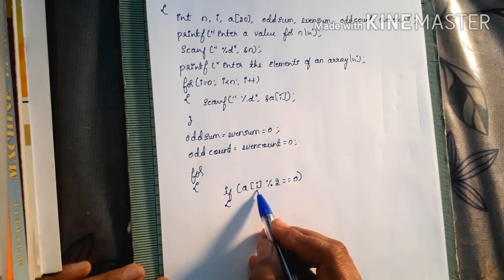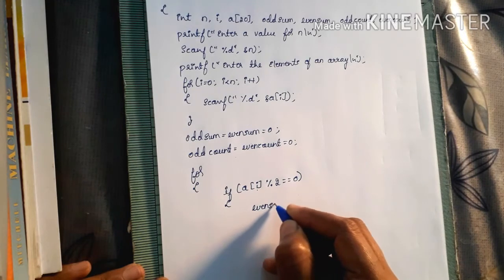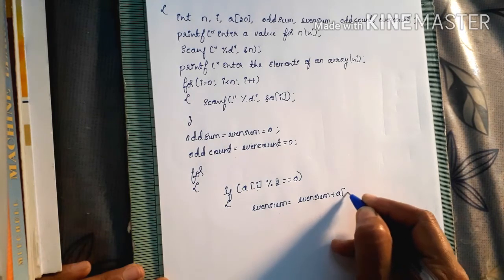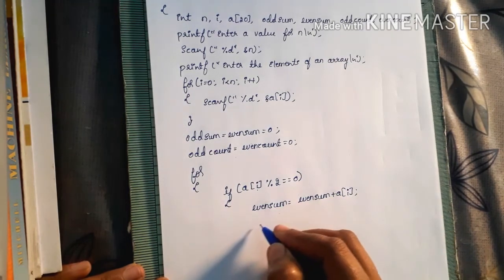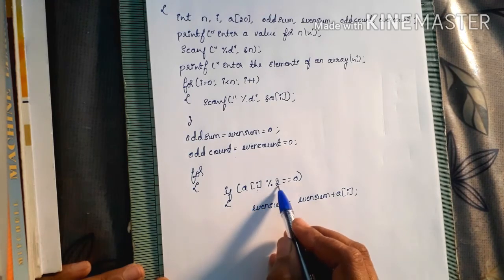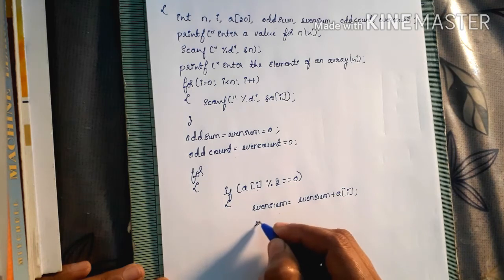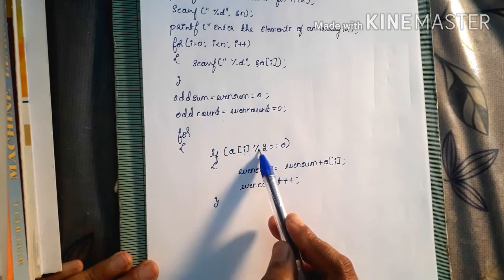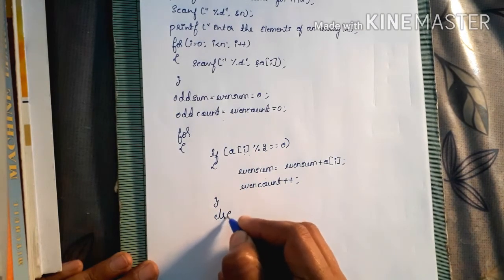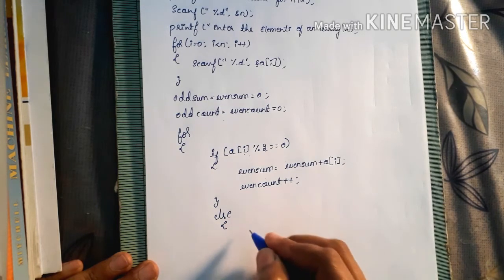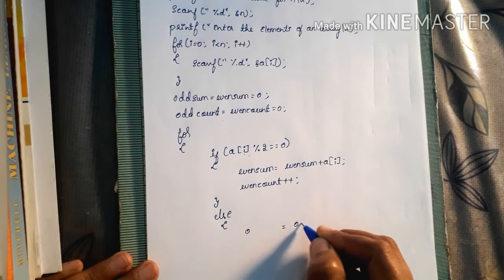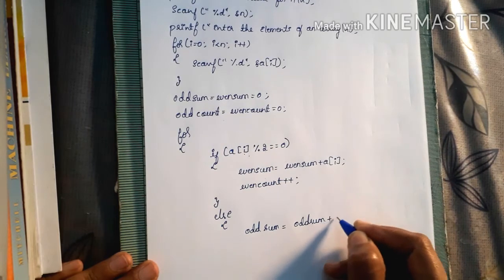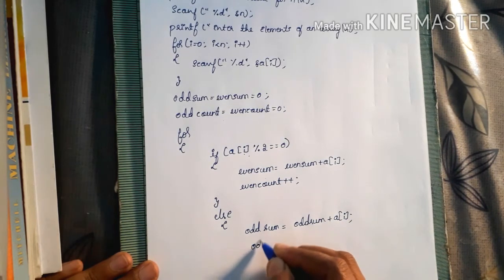If the element is an even number, then add it to even sum. That is, even sum is equal to the previous value of even sum plus A of I. Next, increment even count. Otherwise, if this condition is false, that is, if it is an odd number, add it to odd sum. Odd sum is equal to odd sum plus A of I, then increment odd count.